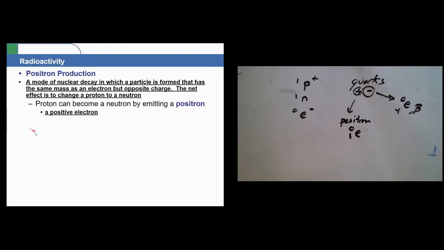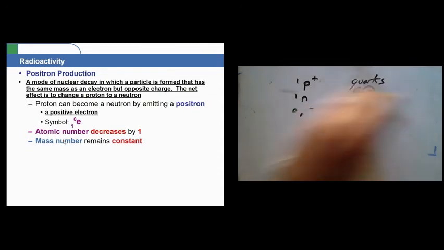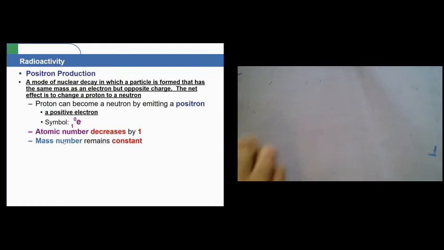But anyways, positron production, as I said, its symbol is 0 on top, 1 on the bottom, and it's the same thing as an e, but it's a positive one. With these, the atomic number decreases by 1 and the mass number remains constant. Let me show you an example.